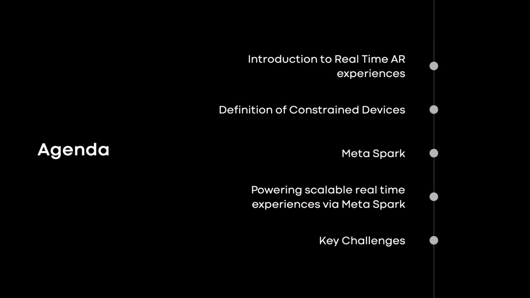So let's get started. For the agenda today, I'm going to be talking about some use cases which pertain to real-time AR scenarios. Then I'm going to talk about constrained devices, the definition of that, and understanding some of the properties around it. Then I'm going to introduce Meta Spark as a distributed platform, which allows us to power some of these real-time AR experiences. And then I'm going to talk about an architectural construct which allows us to build these real-time experiences at scale. And then finally go into the nuances of key challenges and trade-offs which exist in this architecture space. It's going to be a very interesting discussion.